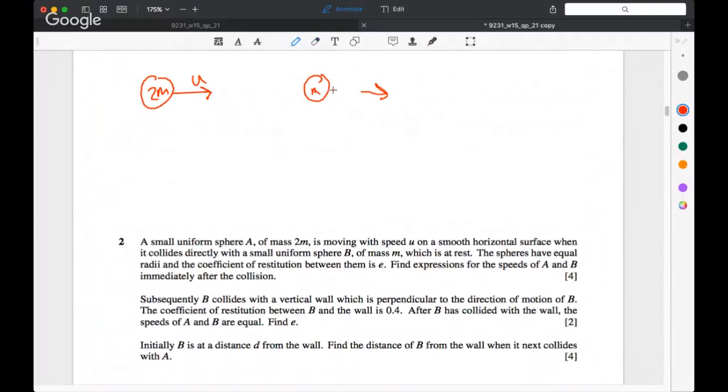The spheres are of equal radii, and the coefficient of restitution between them is E. Coefficient of restitution just means the ratio of the relative speeds after divided by the relative speed before. So this little diagram here is before. Let's draw an after diagram.